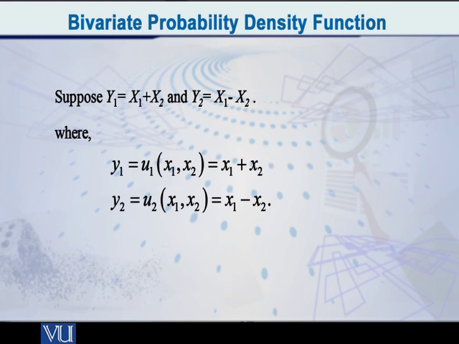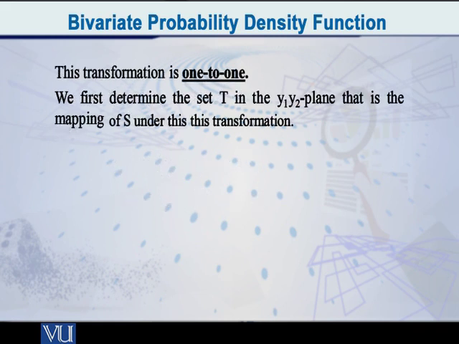So first of all, please note that when I said that y1 is equal to x1 plus x2, we can write it formally as follows. y1 is equal to u1 of x1, x2, and that is equal to x1 plus x2. Similarly, y2 is equal to u2 of x1, x2, and that is equal to x1 minus x2. That is, u1 and u2 are the notations for the functions that we are having. The important point to note is that this transformation is 1-to-1.